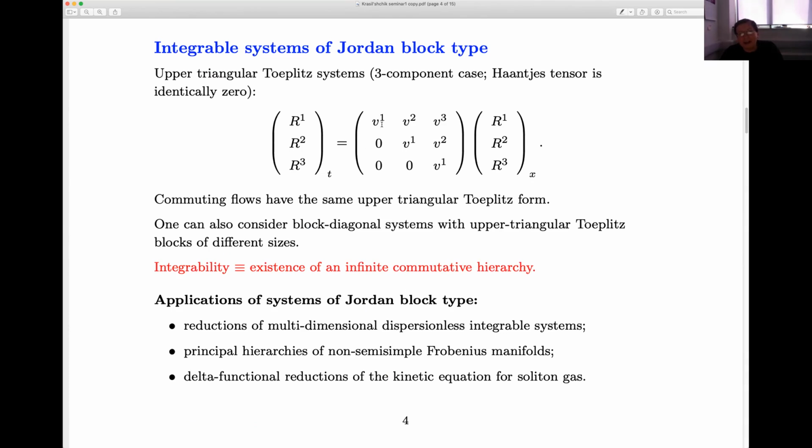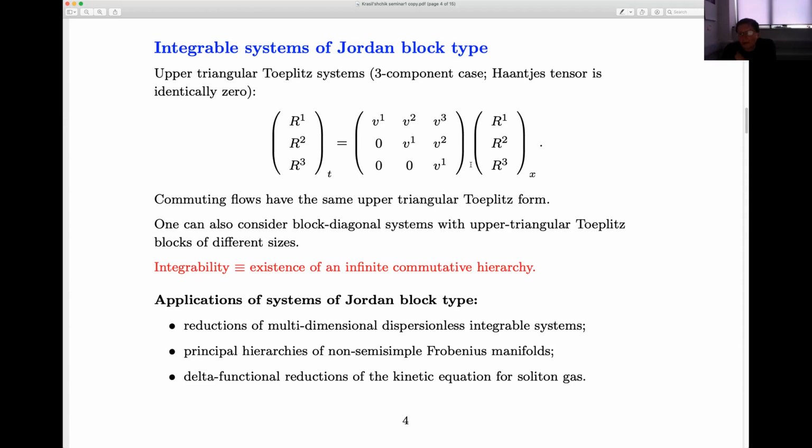What is important about systems of this form? By the way, these V1, V2, V3 are functions of R1, R2, R3. These R's are kind of analogs of Riemann invariants. So it's a canonical form of a system of Toeplitz type, of Jordan block type. Clearly, this matrix has only one eigenvalue, namely V1, which appears here on the diagonal. That's the only eigenvalue of this system, and this matrix has the type of a single Jordan block.